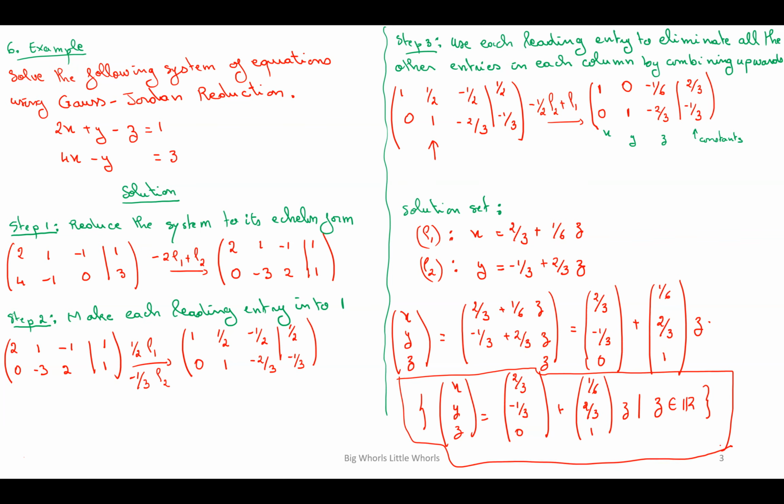Okay, so that is our final answer. So I'm going to stop it here. So that's how you perform Gauss-Jordan reduction or the Gauss-Jordan method. So you go through these 3 steps.